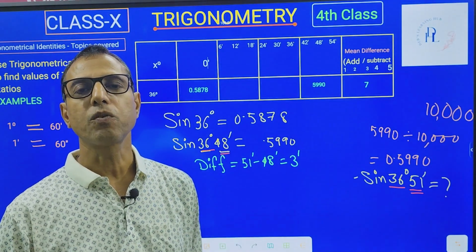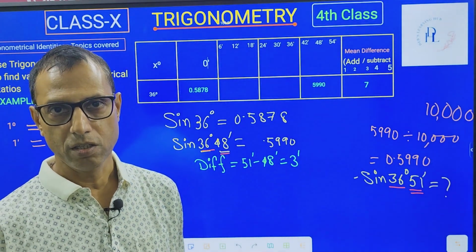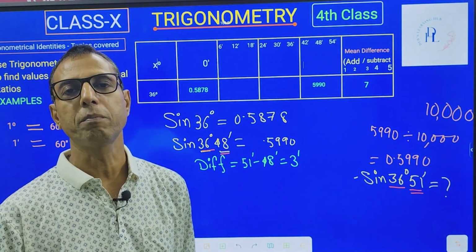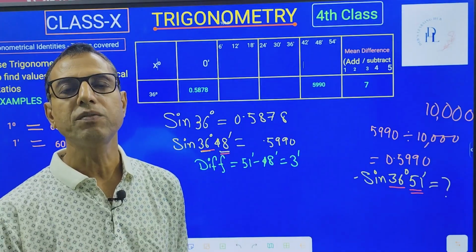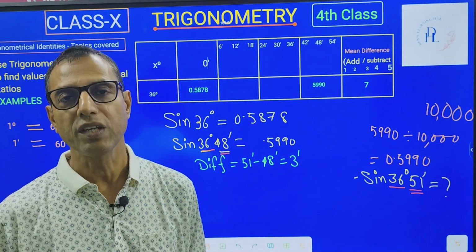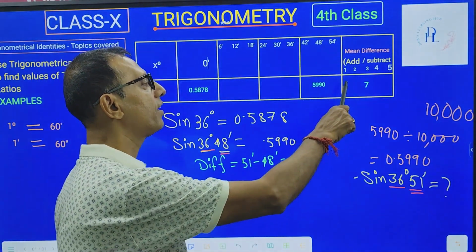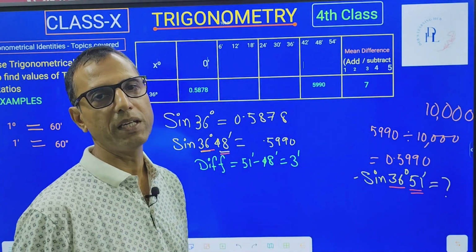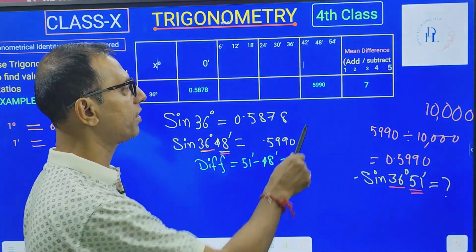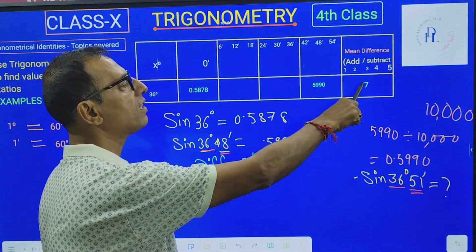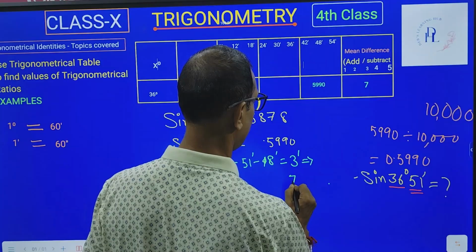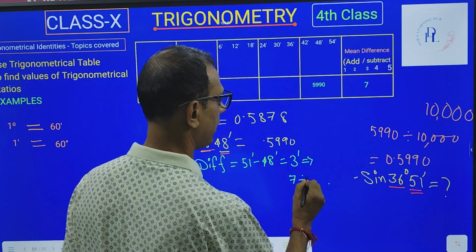0.00145, that is for every change in minute. So if the difference is 5 minutes, then you need to multiply that value by 5. If the difference is 3 minutes, you need to multiply that value by 3. Here already, straight away, the number is given for the 3 minute change. So there you don't need to multiply anything. Straight away you just need to divide this value by 10,000. So what is the difference for 3 minutes? 7 divided by 10,000.